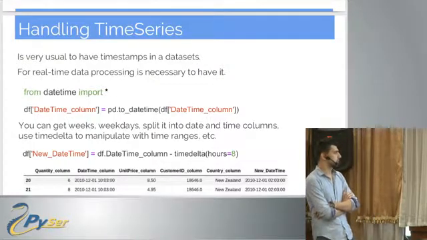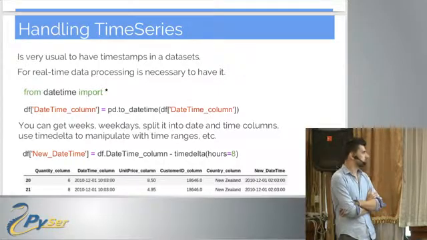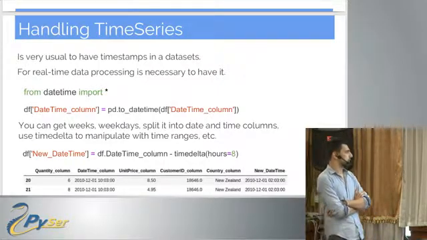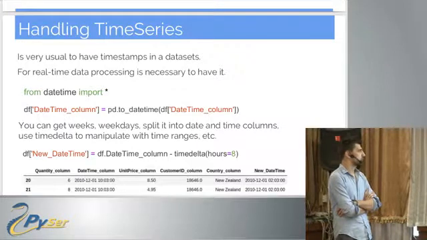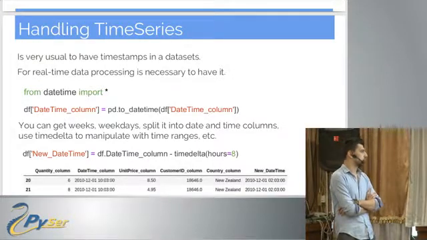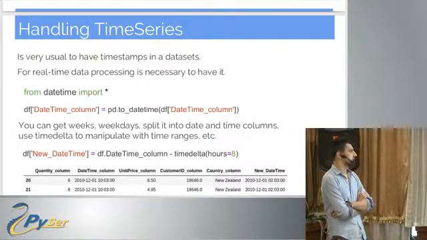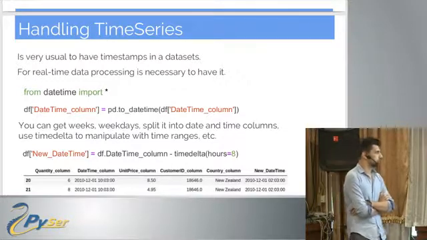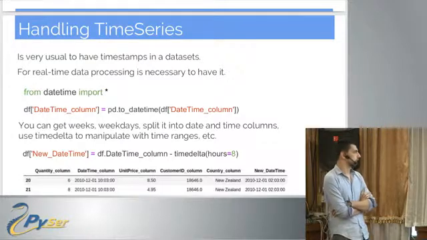One example is here above the table, where I create a new column called new datetime. I just subtract 8 hours from the original datetime column.